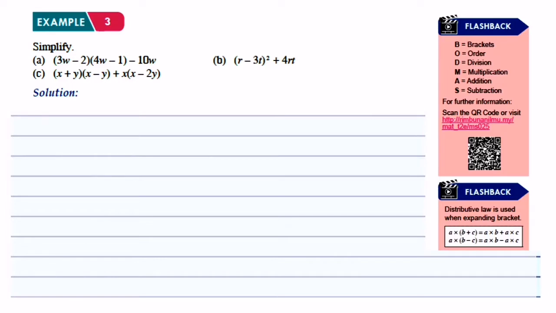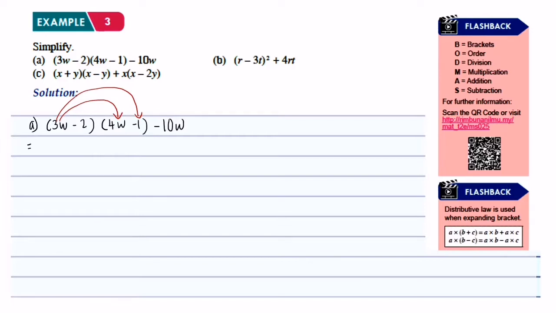Okay, let us do question A. 3w minus 2, 4w minus 1 minus 10w. Okay, so first 3w times 4w and also 3w times negative 1. Because we need to solve the bracket first, right?